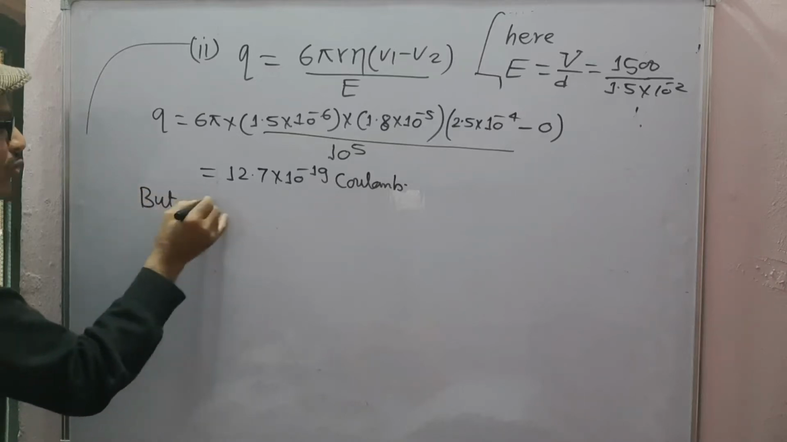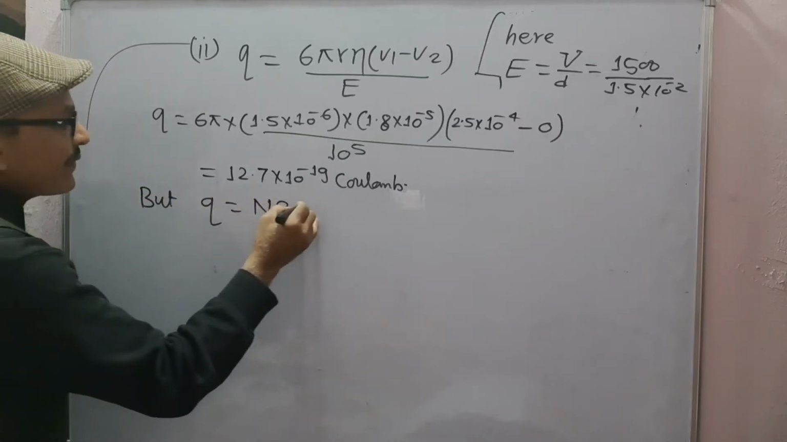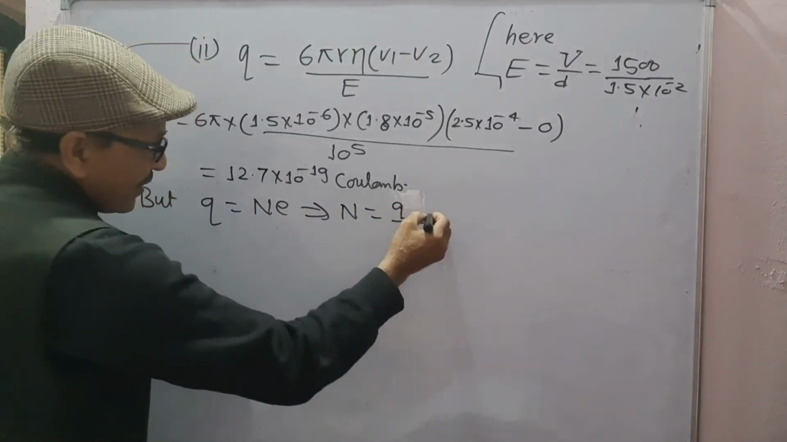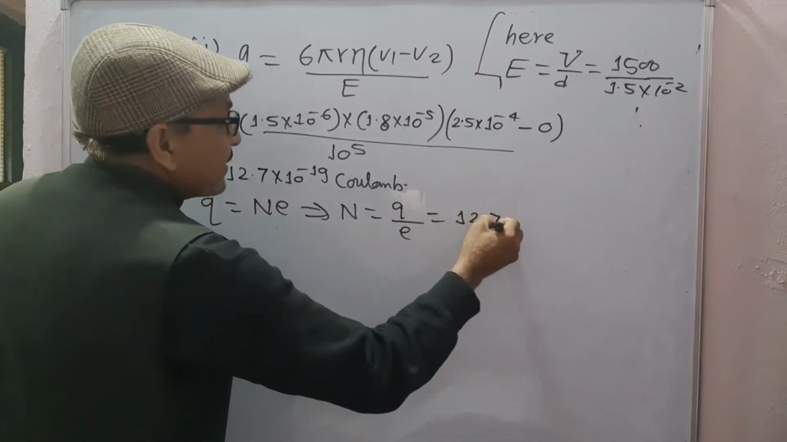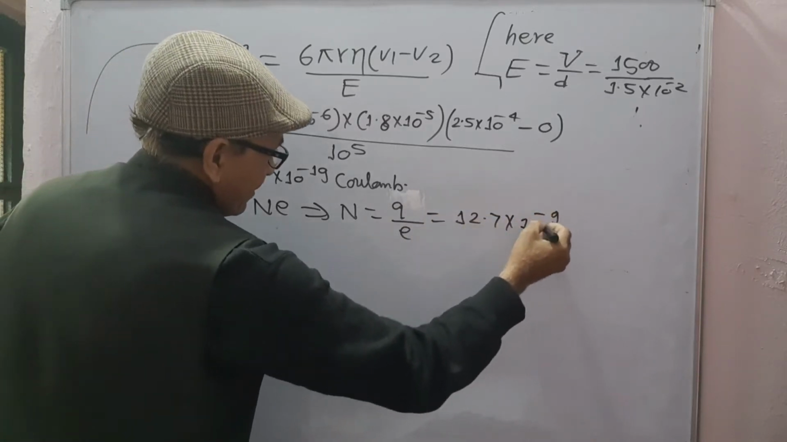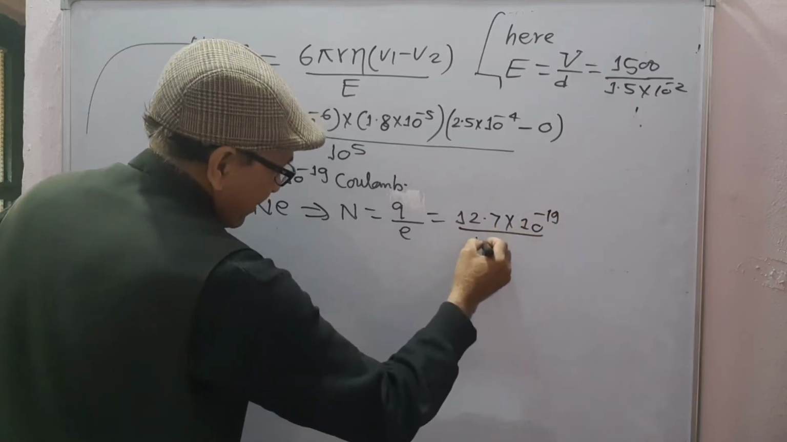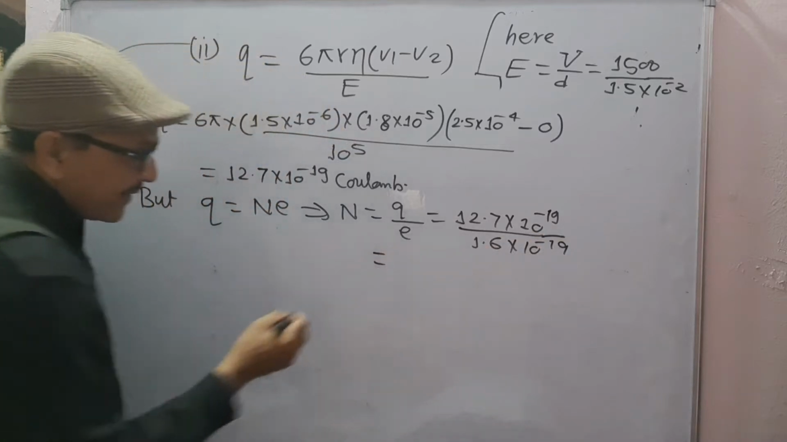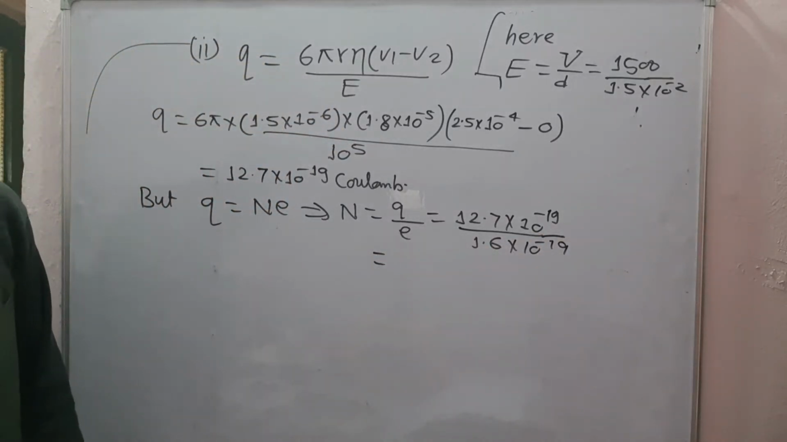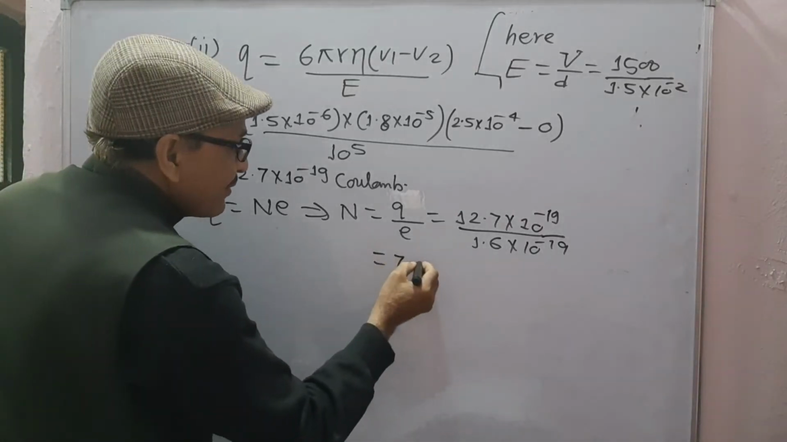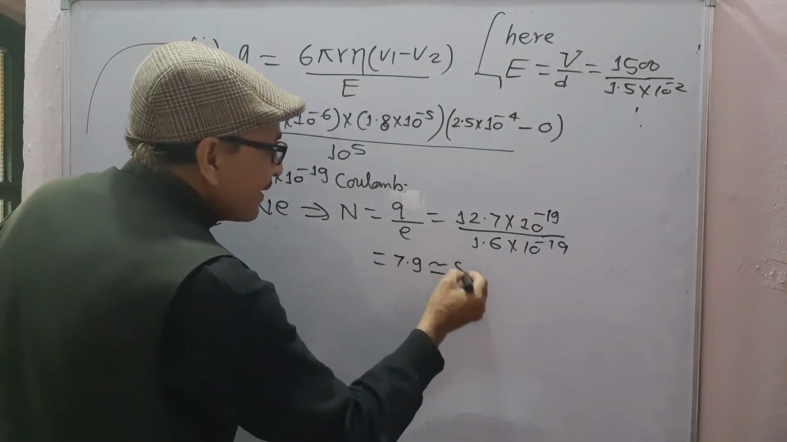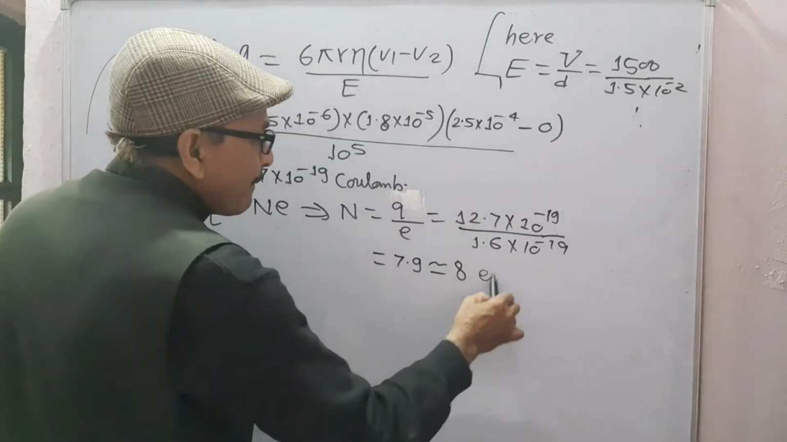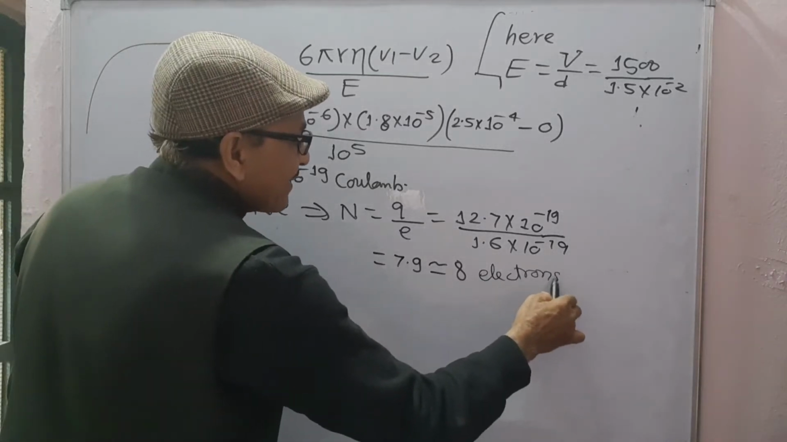But Q is equal to N into E, therefore N will be equal to Q divided by electronic charge E. Here Q is 12.7 into 10 to the minus 19 and E is 1.6 into 10 to the minus 19. On simplification we get 7.9, which is close to integer 8, and therefore N will be 8 electrons.